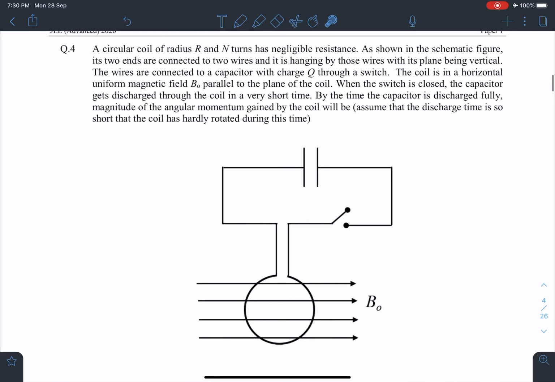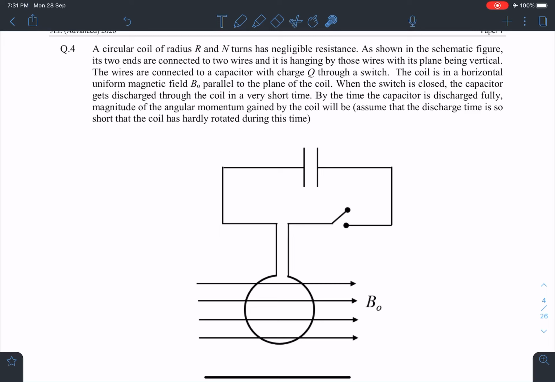A circular coil of radius r and n turns has negligible resistance, and its two ends are connected to two wires, and it is hanging by those wires with its plane being vertical. The wires are connected to a capacitor with a charge Q through a switch.